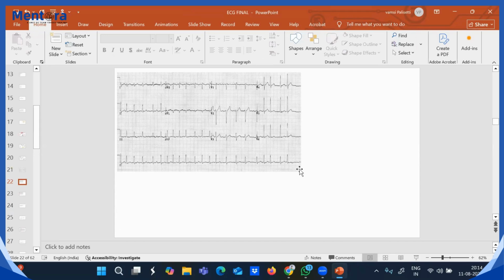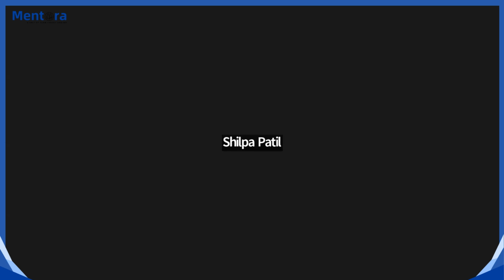Okay. After this again, see this ECG. Regular, irregular. It's a tachyarrhythmia, irregular. Without P waves, or with P waves? With P waves. P wave is present, so it is multifocal atrial tachycardia. MAT.